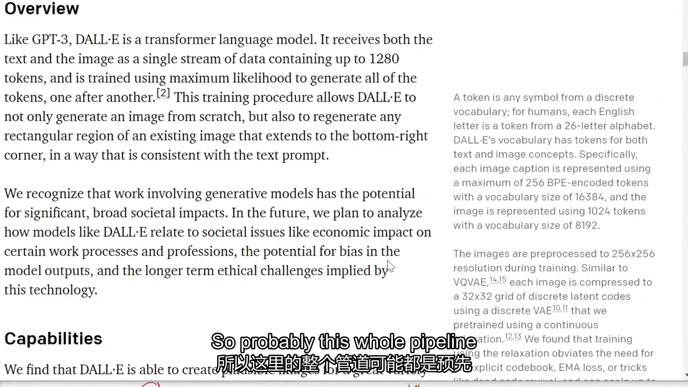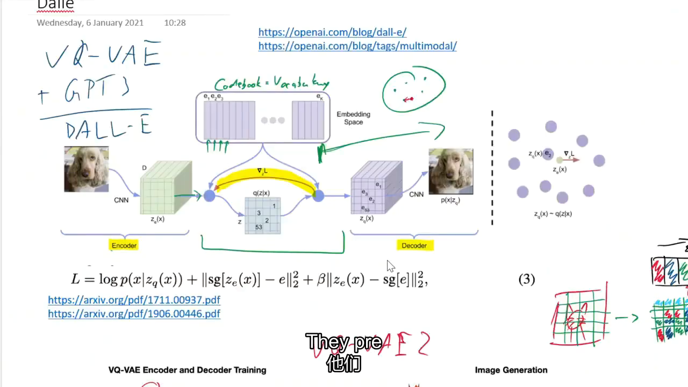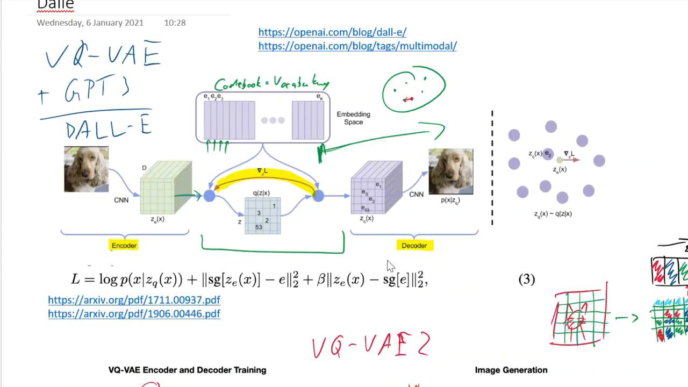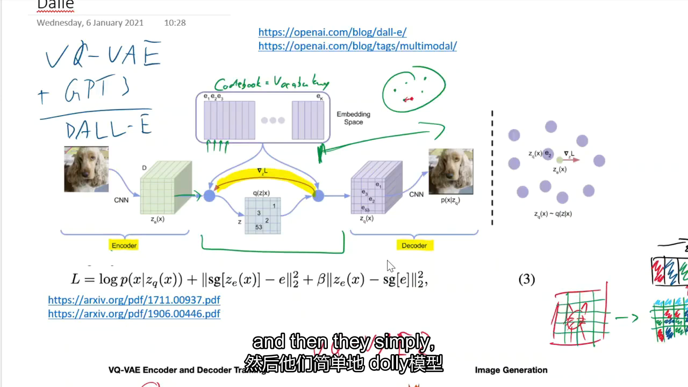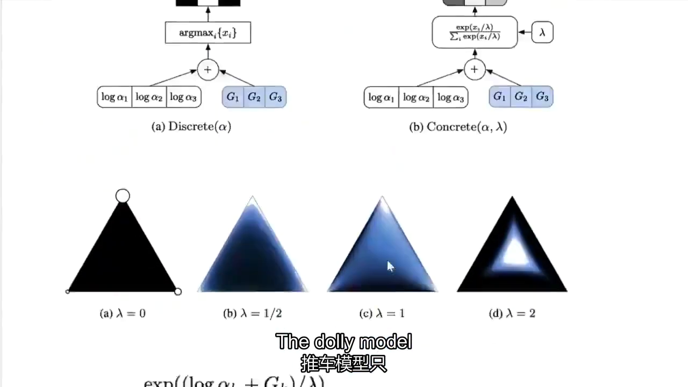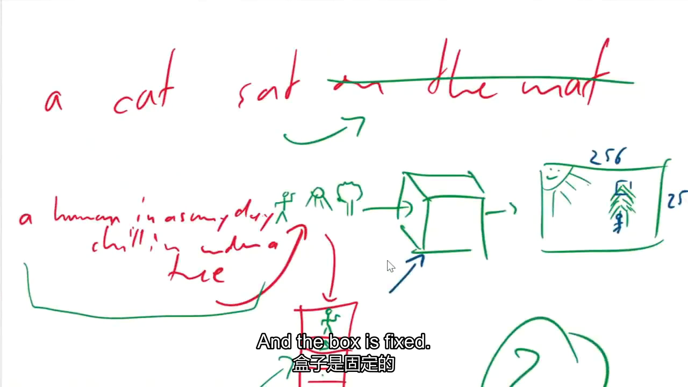So probably this whole pipeline here is pre-trained. They pre-train a VAE, a discrete VAE, and then the DALL-E model simply has to learn how to produce the tokens, right? The DALL-E model simply has to learn how to produce these hieroglyphs, and the VAE is fixed.